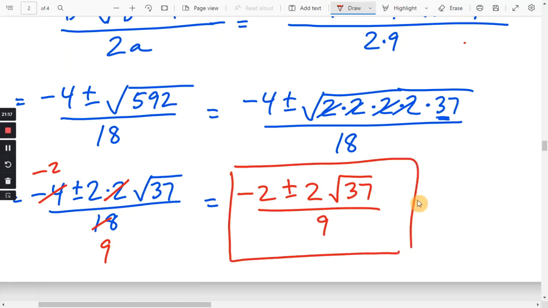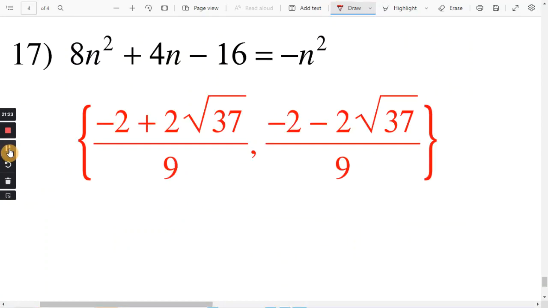So that's it. Let's check our answer. Okay. Negative 2 plus 2 radical 37 over 9, and negative 2 minus 2 radical 37 over 9. Okay, I just wrote plus minus. It's the same thing. So we got it correct.